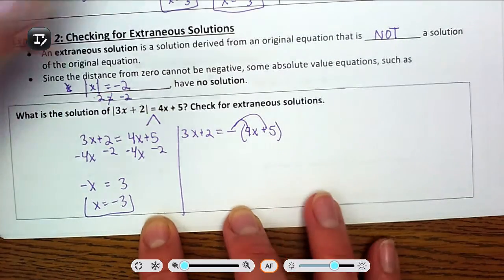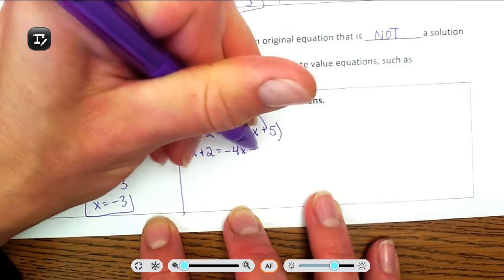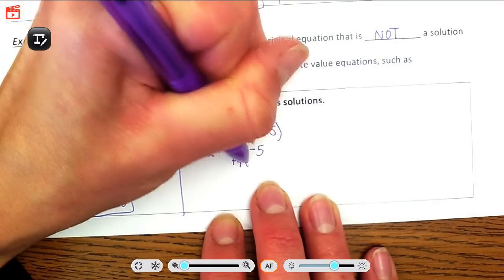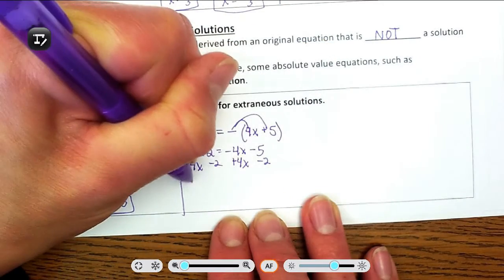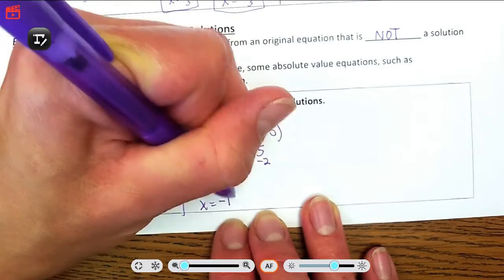We're going to test that answer. 3x plus 2 equals negative 4x minus 5. And then we want to solve. Add 4x, minus 2. We get 7x equals negative 7, or x equals negative 1.